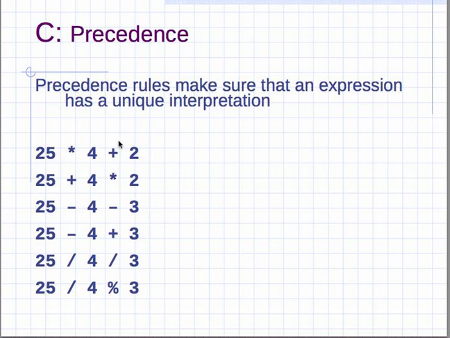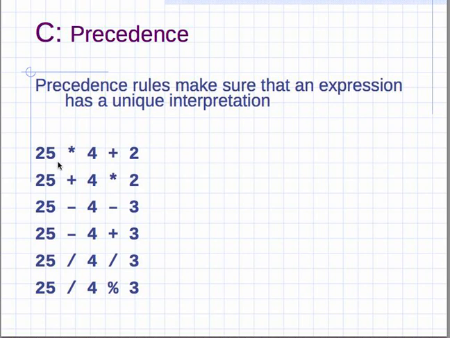One would be to say that the 25 times 4 goes first, followed by the addition. The other way to interpret an expression like this would be to say that 4 plus 2 is done first to give you 6, and 6 times 25 will give you 150.